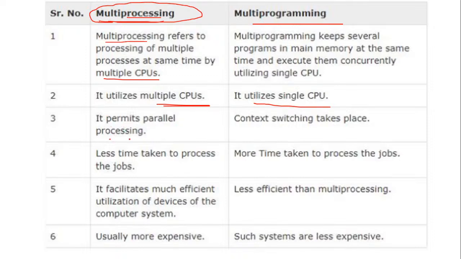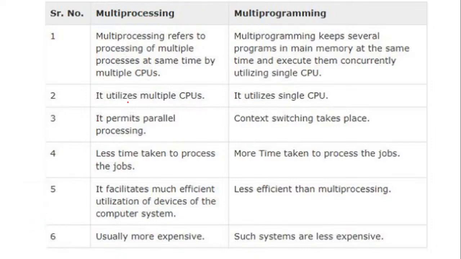Multiprocessing permits parallel processing because, as I said, things are happening at the same time. So it will allow parallel processing. Here it can be a little confusing. If they give statement questions, they may write that multiprocessing allows parallel processing, and you may get confused and write false. Remember that multiprocessing means the same time, and that same time is nothing but parallel processing.